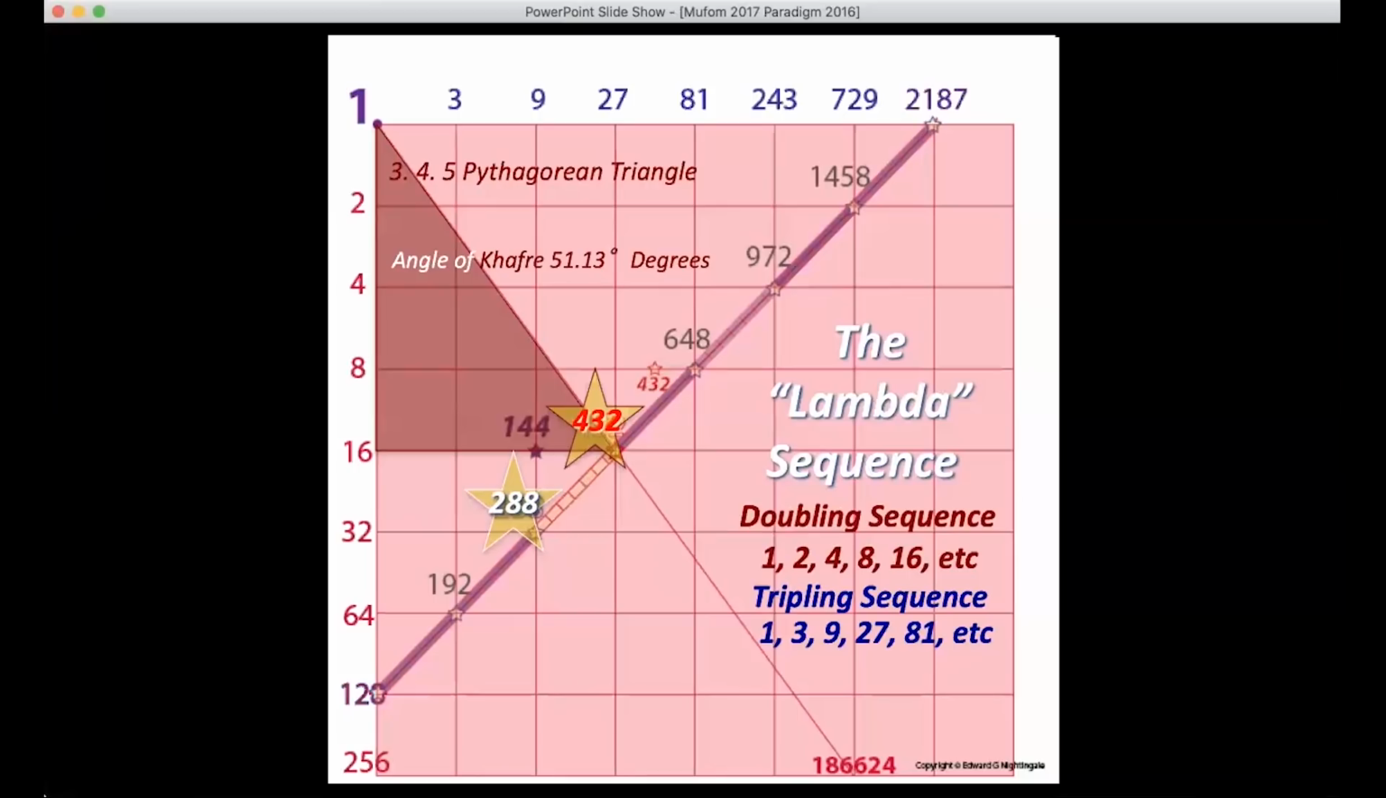And we're going to get into exactly how we create the base length of Khafre and how that relates to the longitude in the lambda. Wow. Yes, very observant. We just created, by the 3, 4, 5 Pythagorean triangle, the angle of Khafre at 51.13 degrees. And following that same line down to the bottom of the graph, you're saying that gives you the 186,624 at that point.